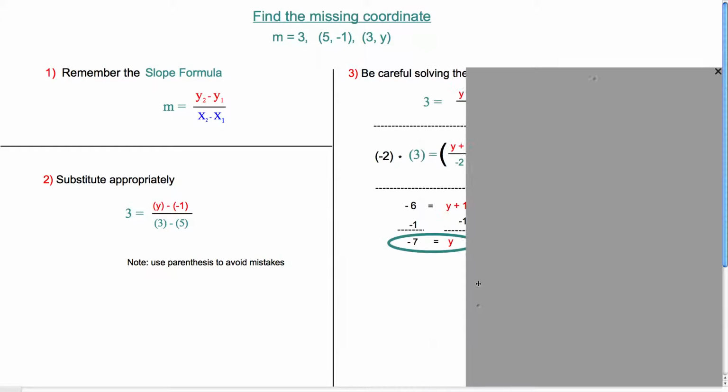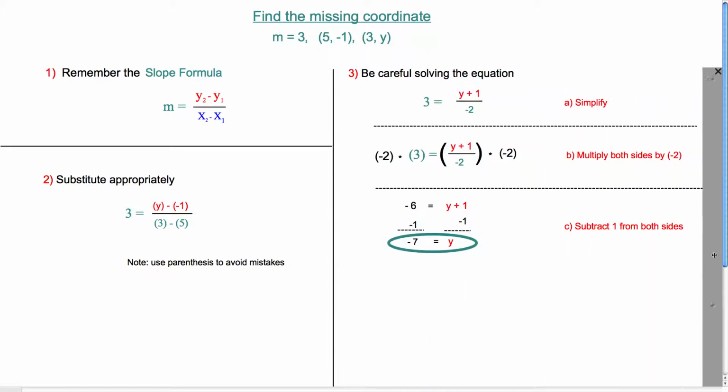The next thing you want to look for is you want to be very careful when you're solving this equation and trying to isolate for y. You'll probably have to simplify and then isolate your y value. Remember that whatever you do to one side, you must do to the other side. And again, I've used parentheses here to make sure that I do all of the math operations correctly.